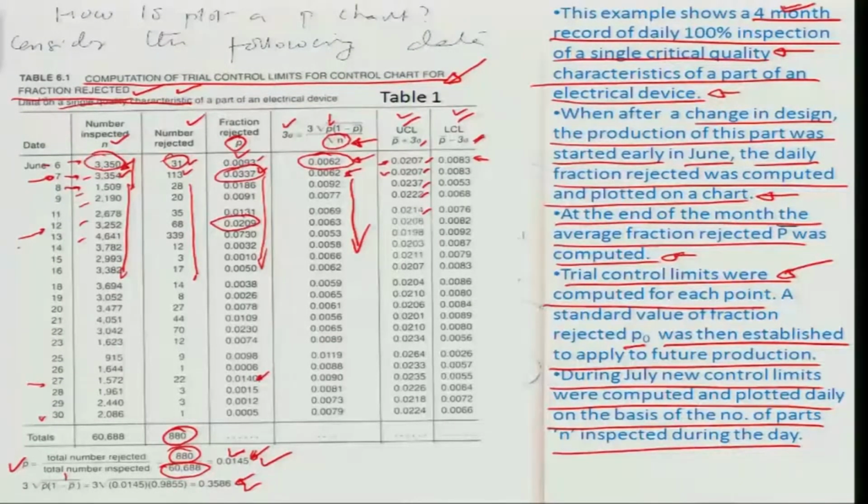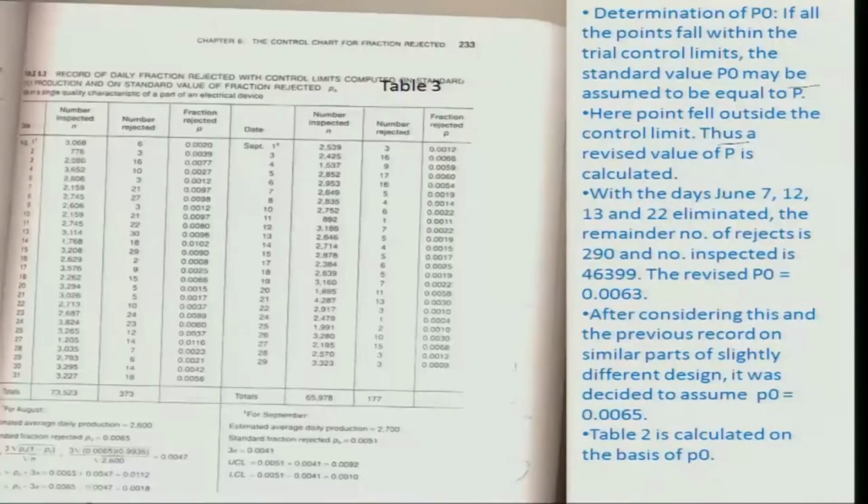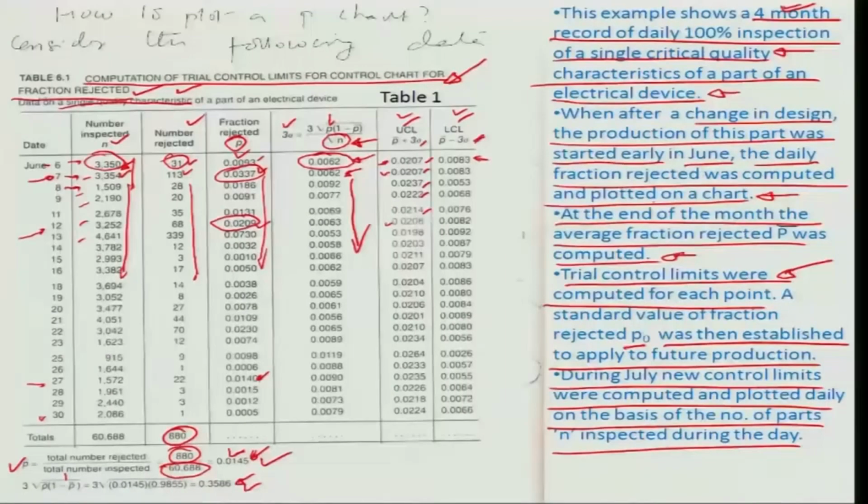June 12th is an outlier, because 0.02909 is greater than the upper control limit in this particular case. Similarly, there may be cases where it goes below the lower control limit. So, in a nutshell, if you look at the days, June 7, 12, 13 and 22 are basically the outliers, if I just look back at the data calculated for June. So, 7, 12, 13 and 22 are the outliers, as you can see here.